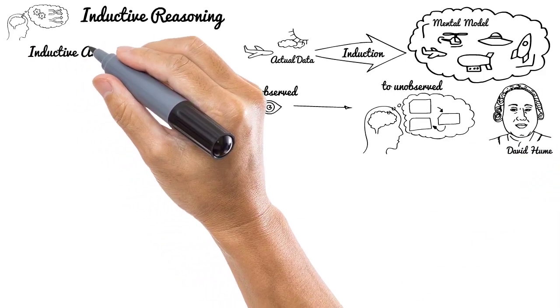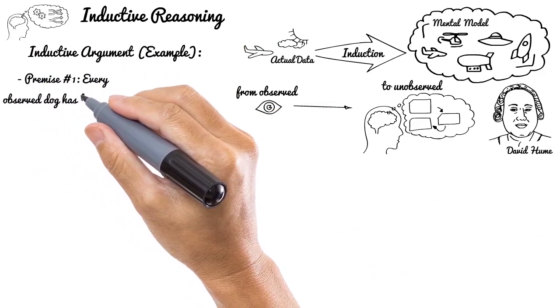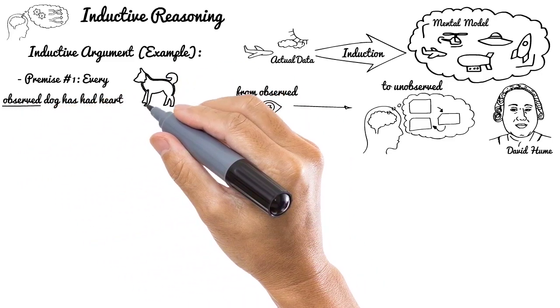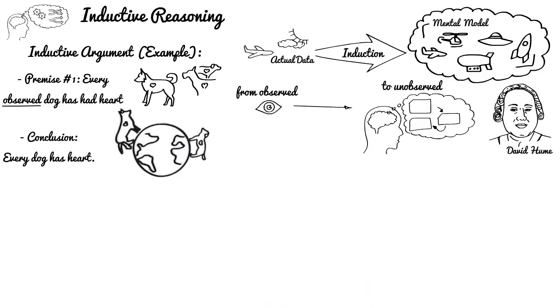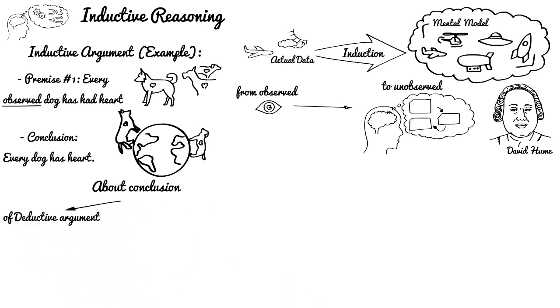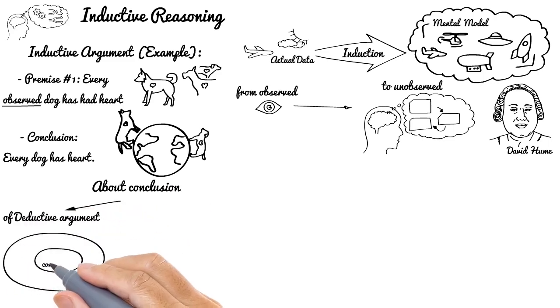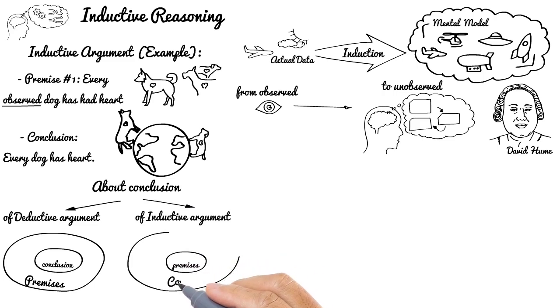Please look at an inductive argument consisting of just one premise and a conclusion. Premise number 1. Every dog that has ever been observed has had a heart. Conclusion. Every dog has a heart. If you remember the previous example about deduction with two premises and a conclusion, the conclusion of a deductive argument is already contained, usually implicitly, in its premises, whereas the conclusion of the recent inductive argument goes beyond the information present. The conclusion hasn't been observed yet. We have a prediction, a kind of future telling, in the conclusion.